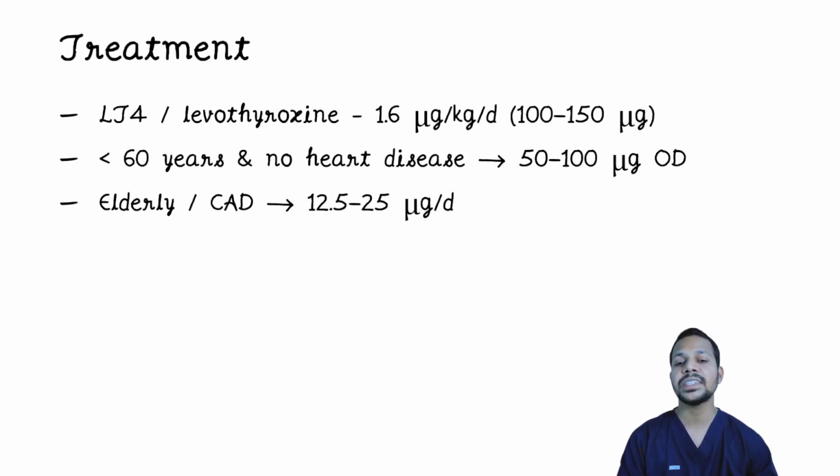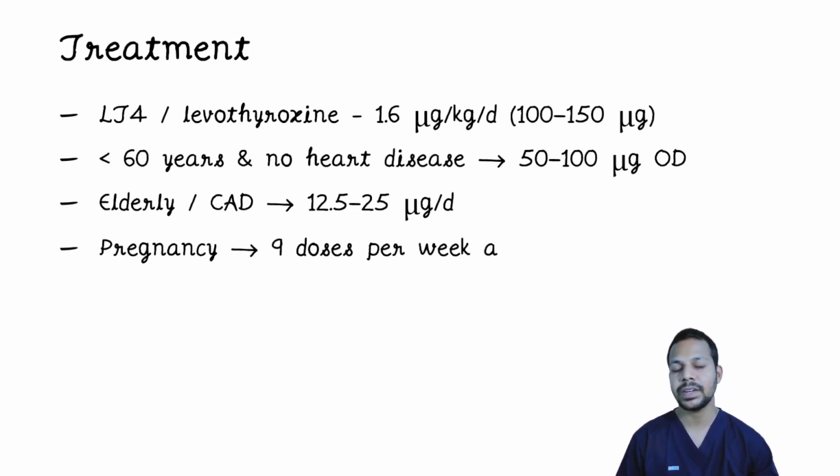Okay. And pregnancy is a state where the thyroid hormone requirement is high. That's why if the patient is previously taking 7 doses in a week, the patient may require 9 doses per week. And the target TSH should be less than 2.5.